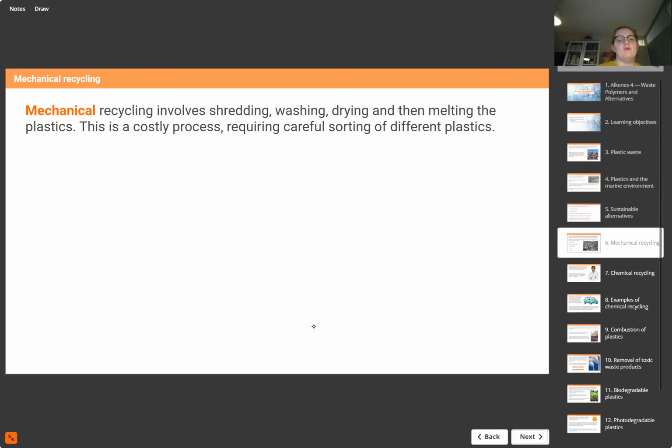So here we go. We've got mechanical recycling. That involves getting the plastic, shredding it down to really small pieces, washing it, drying it, and then melting the plastics to then make a new product with it. It's really expensive, and you need to sort through the different types of plastics. If you had two different types of plastics in there, they're going to have different melting points. You're going to try and melt them in something, it's not going to work.